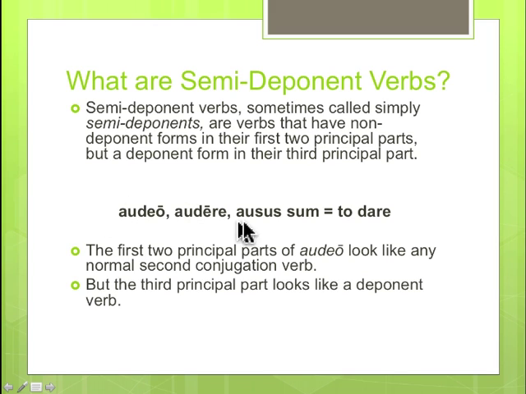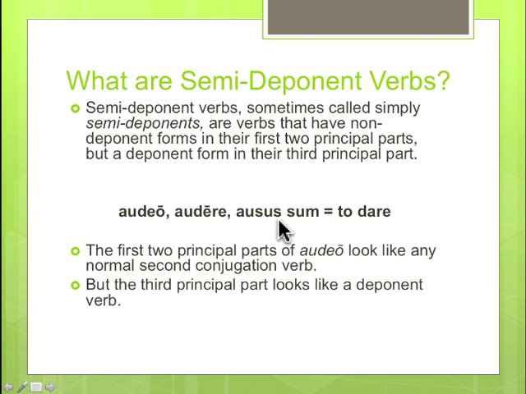Here's a typical semi-deponent: audeo, audere, ausus sum. This means to dare, as in, I dared to do that. Or, will you dare to see the king? It usually takes an infinitive. In any case, audeo, audere looks just like the standard form for a second conjugation verb. And in fact, audeo, audere is a second conjugation verb. You might compare this to habeo, habere.